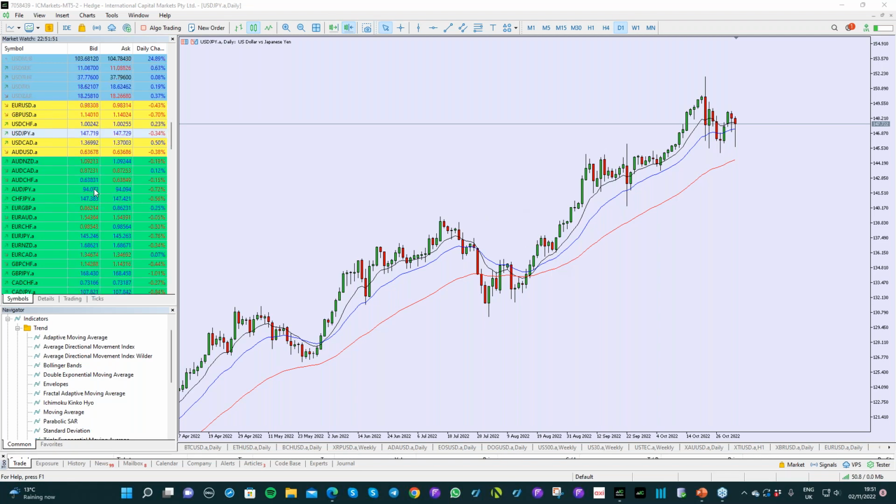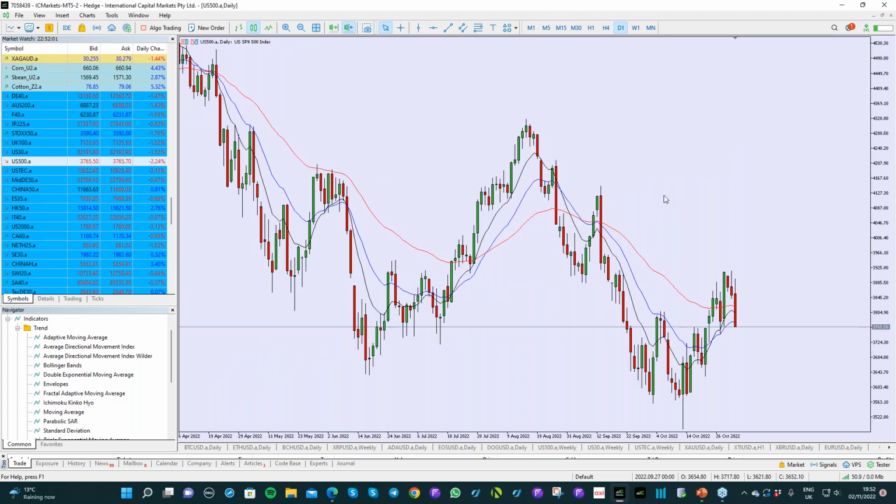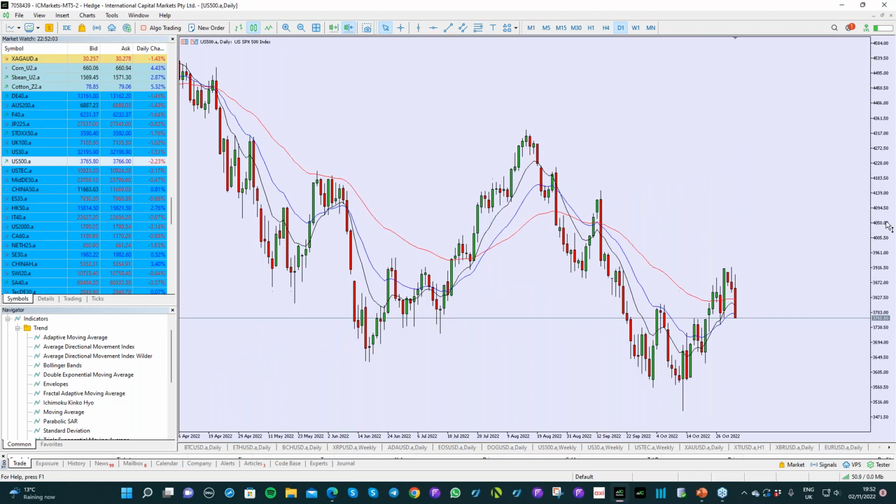That's all the technicals anyway. So indices. Let's have a look then at any indices in particular. I'm going to look at, let's look at the US 500.